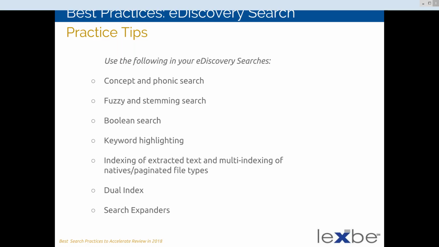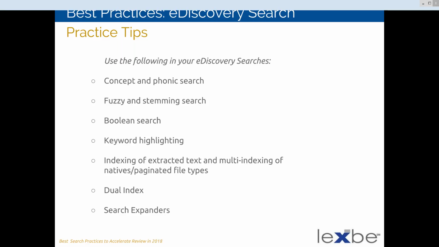You're going to want to make sure that you're indexing extracted text and the native paginated file types that we talked about at the beginning of the webinar. Make sure that your platform has what you need to have the most effective review, and make sure you understand where your search results are coming from. This is the dual index approach, whether it's running simultaneously or you need to run two separate searches to get the results from the native files as well as the image files.